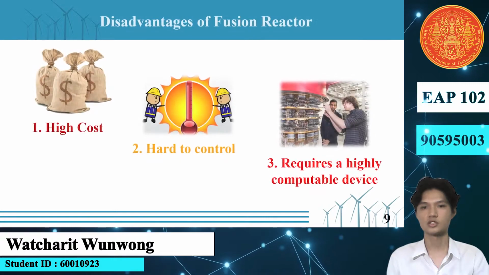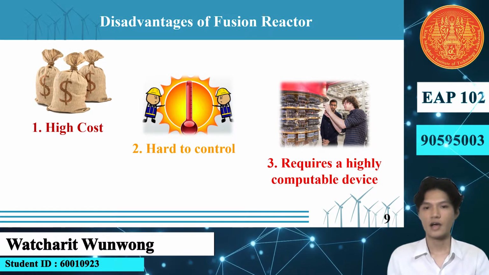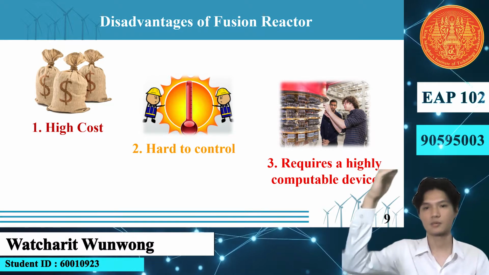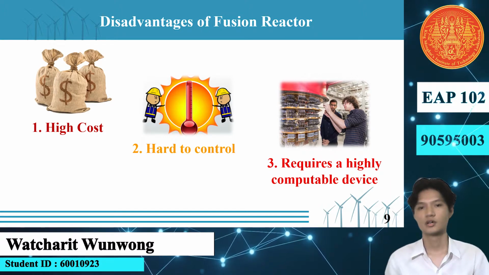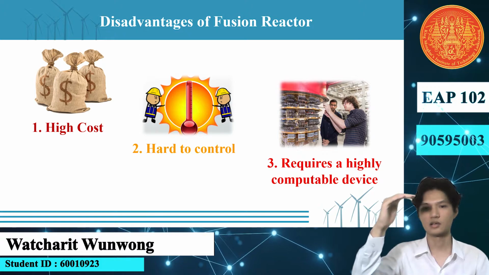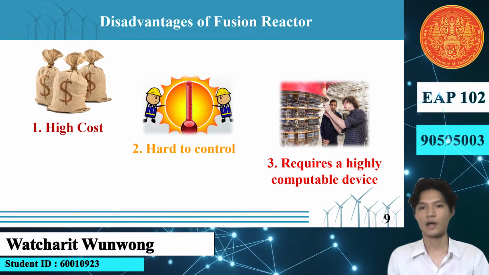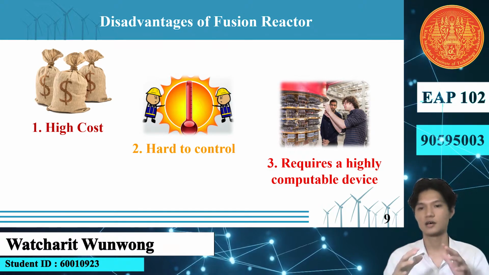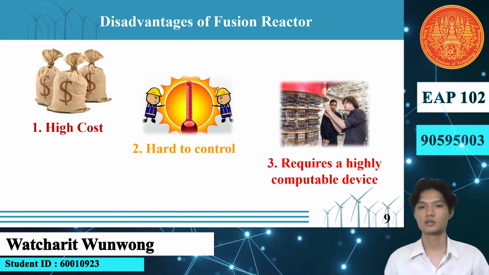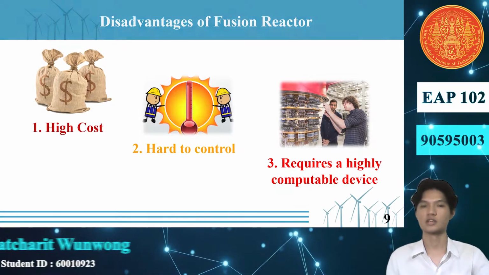Next, we'll show the disadvantages of fusion reactor. First, at present, the cost to build is high, but efficiency is low. Second, energy production creates high heat that is difficult to control. Third, it requires highly capable computing devices such as quantum computers. Now, I have finished the first part and am moving to the next one.